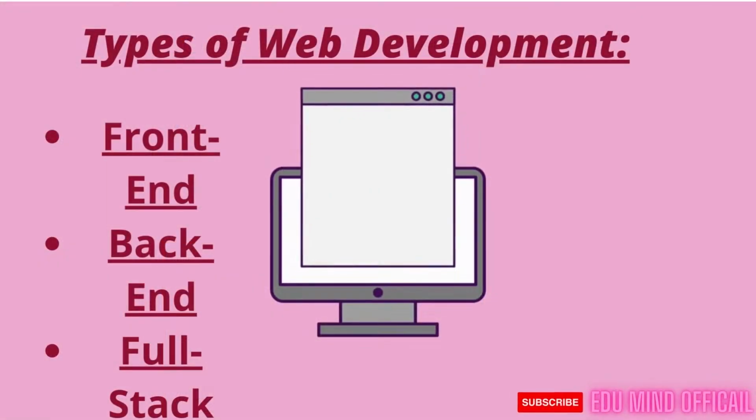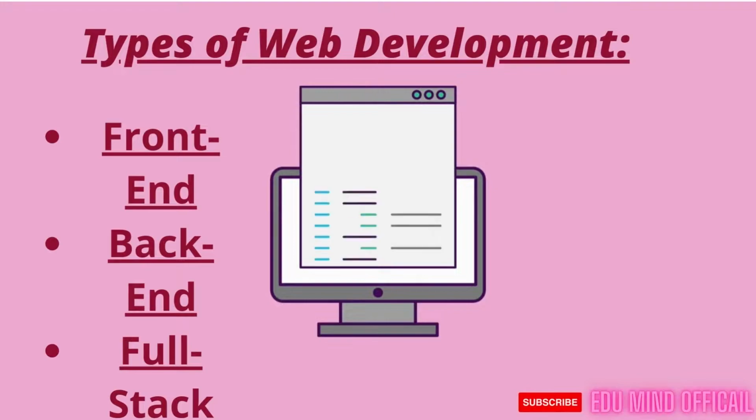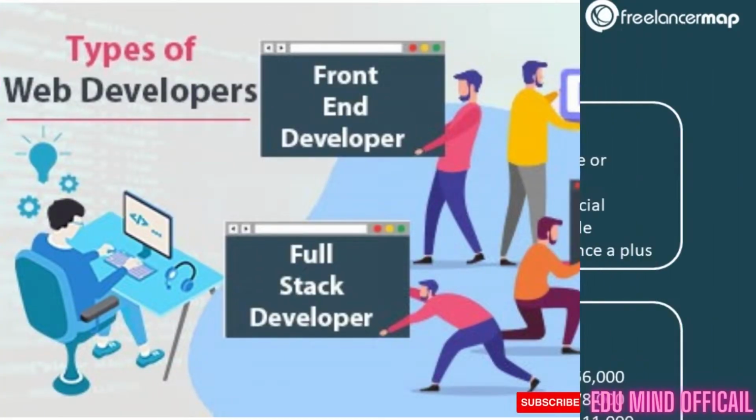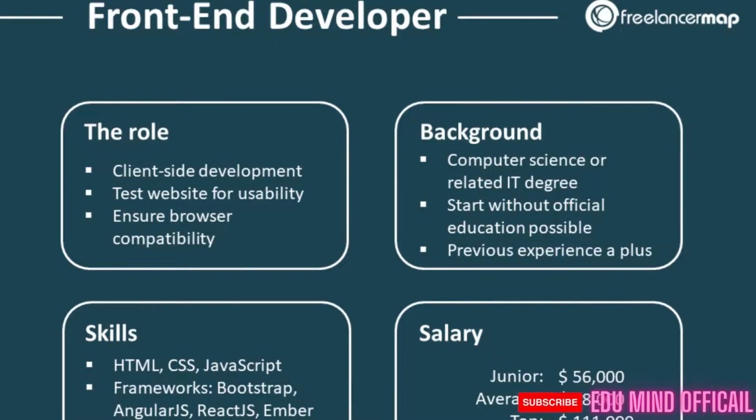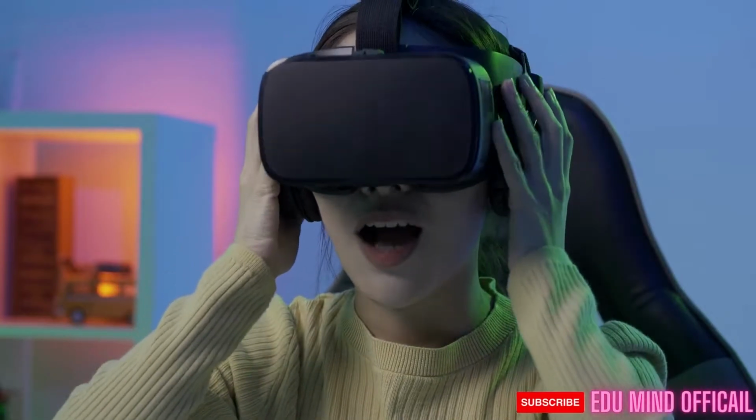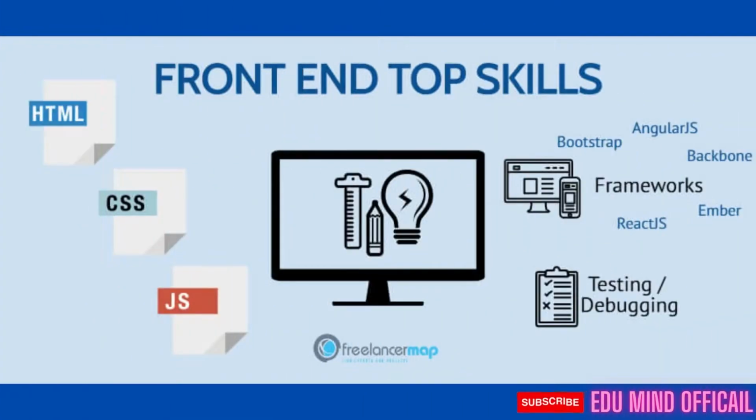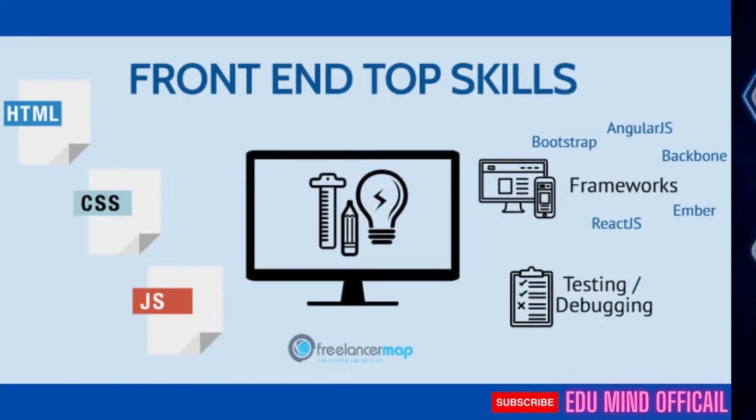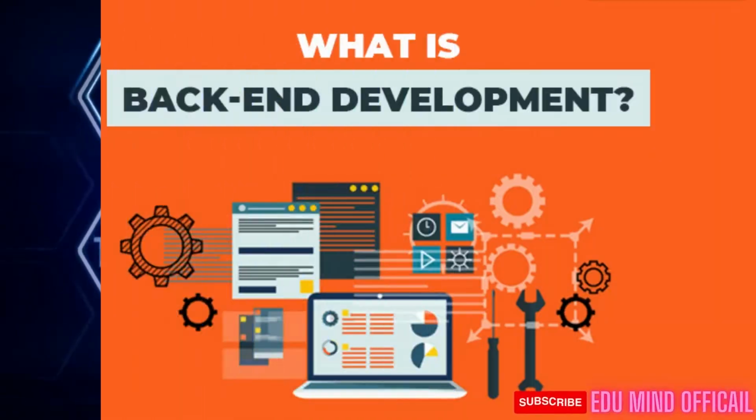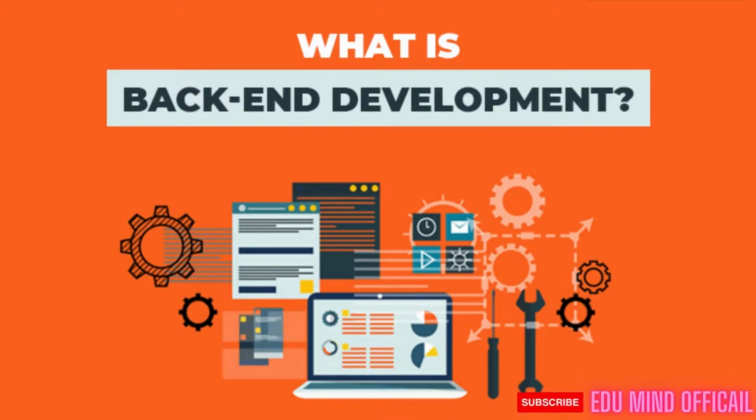What are the types of web development? There are three main types of web development. The first one is front end development. Front end development involves the client facing side of web development. That is to say that it generally refers to the portion of the site, app, or digital product that users will see and interact with. A front end developer, therefore, is responsible for the way our digital product looks and feels, which is why they are often also referred to as web designers.